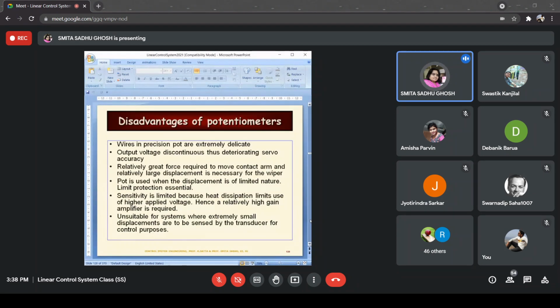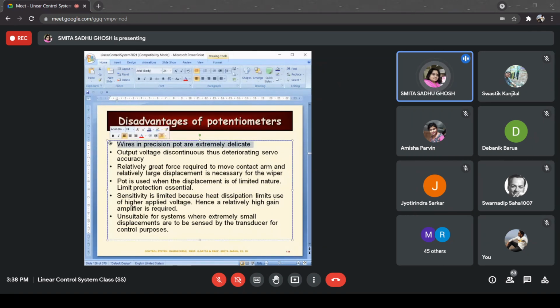This slide has the heading disadvantages. Actually, it should be labeled as limitations of potentiometers. So limitations of potentiometers is what we have over here, some of which we've already discussed. I'll be mentioning them again if they come.